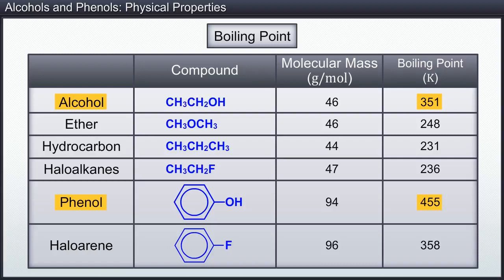Alcohols and phenols have boiling points higher than other classes of organic molecules, such as hydrocarbons, ethers, haloalkanes, and haloarenes, with similar molecular masses. For example, the boiling point of ethanol is considerably higher than that of methoxymethane or propane, although all the 3 substances have very similar molecular masses.